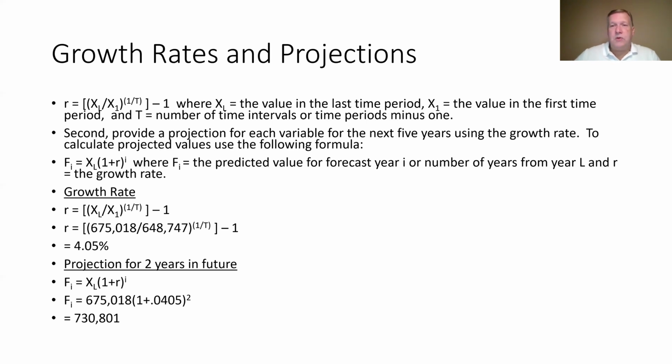So if you're forecasting 2 years in the future, then that exponent becomes 2. 3 years in the future, it becomes 3. 4 years in the future, it becomes 4, and so on and so on.